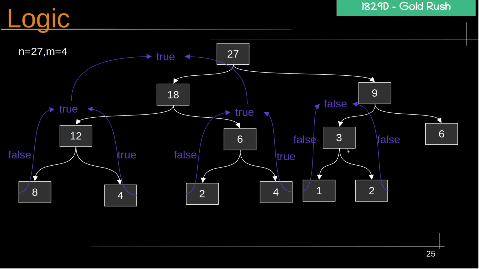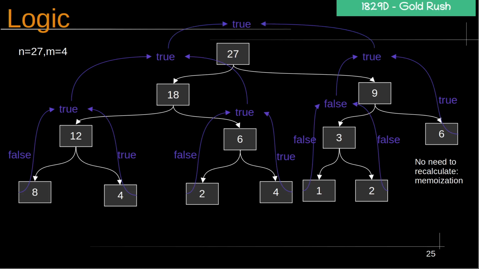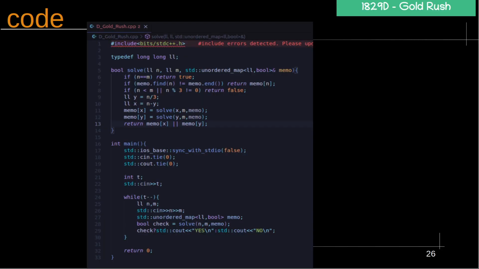The answer is yes. But here, no need to pre-compute 6 because it is already computed here. So we return true directly. No need to pre-compute. This is because of memoization. So false or true, return true. So at the end we have true or true is equal to true. This is the code.